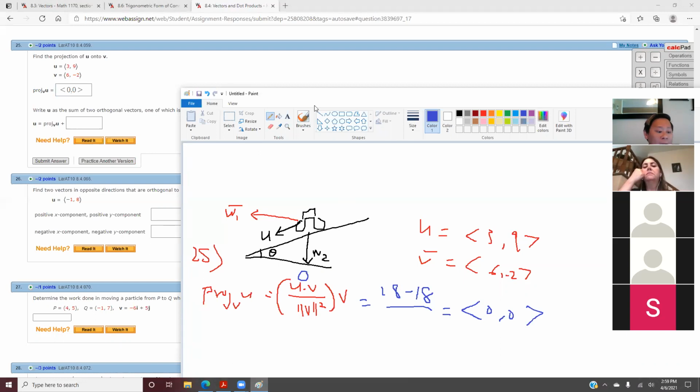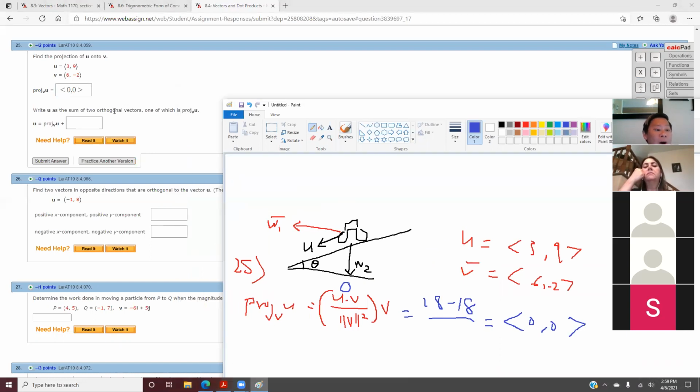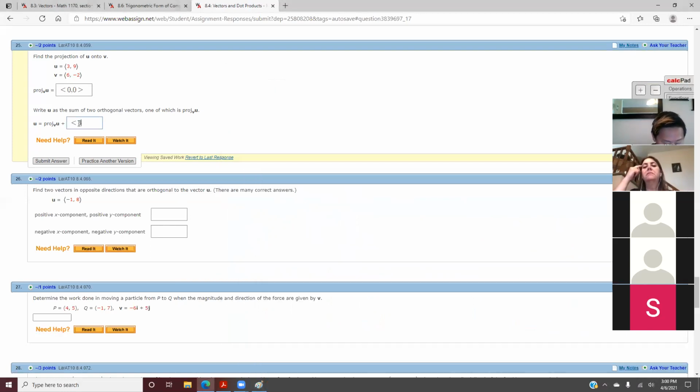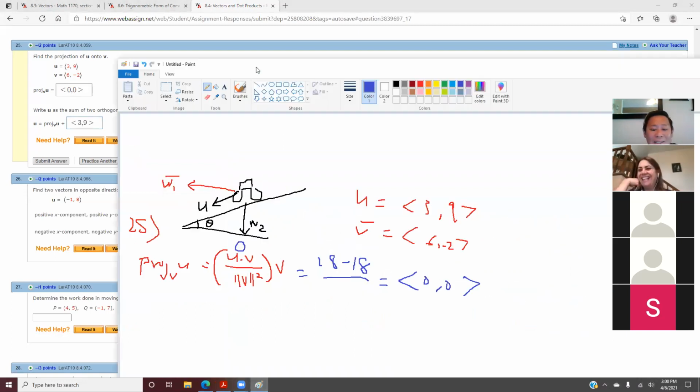And then to find the sum of these two, it's very easy. U in this case is W1 plus W2, so you just need to subtract in order to fill this in. This is going to be 3, 9. This is easy because U is already 3, 9. This is 0, 0. This is too easy. The reason why I'm saying this is easy is because the dot product is 0.